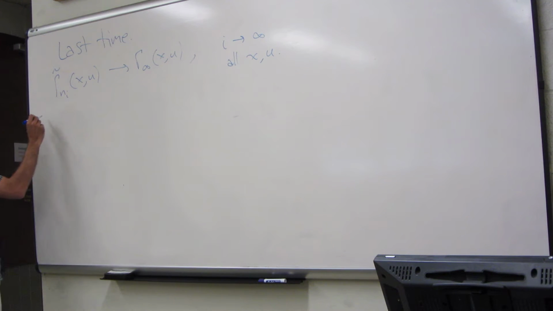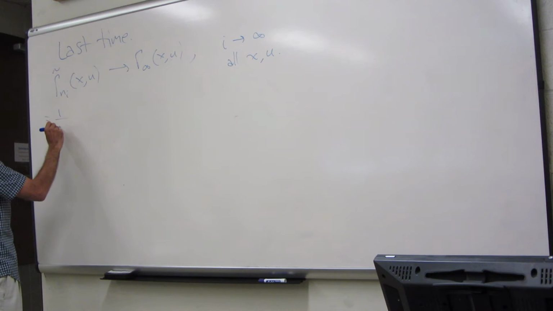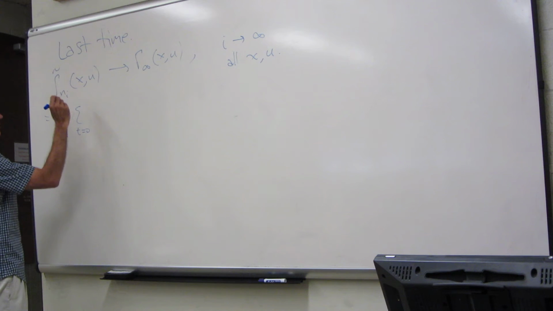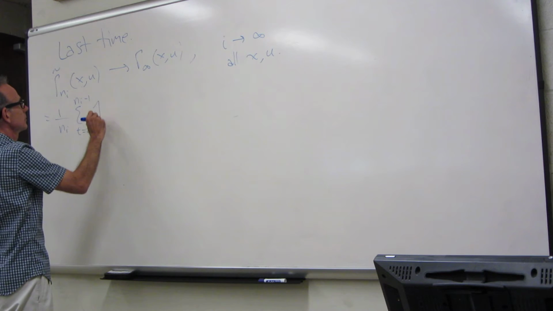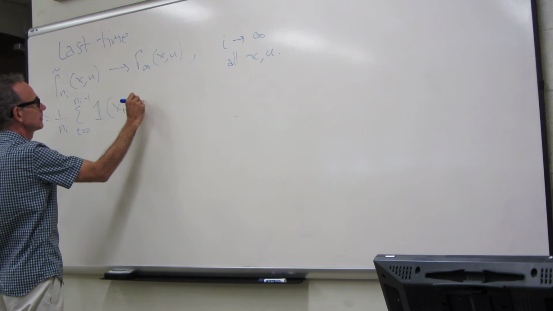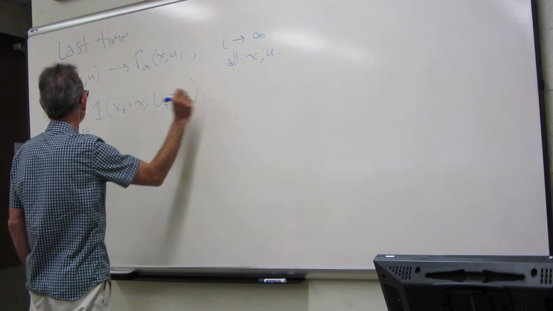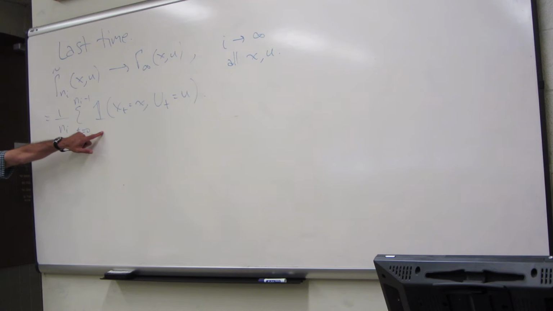So last time I introduced this trick: you look at a histogram of the observations of a Markov chain, and you take a subsequence that converges to some limiting probability distribution on pairs of states and actions, states and inputs. The part that got a bit rushed, it's too sweet to blow off. I just want to explain it one more time.